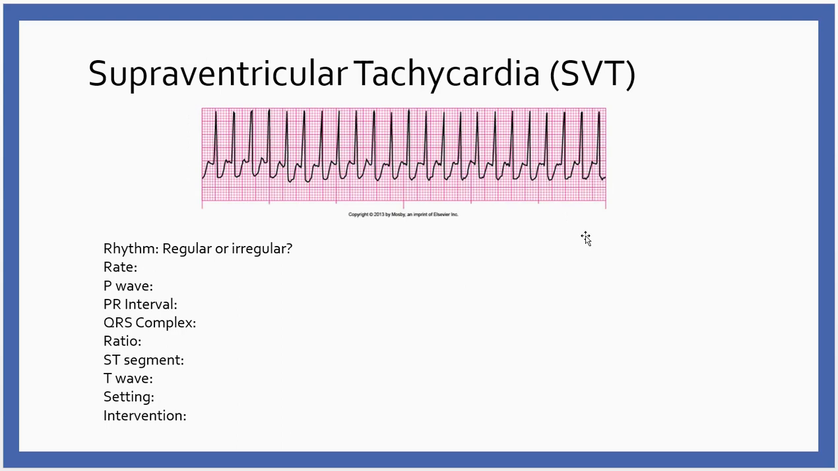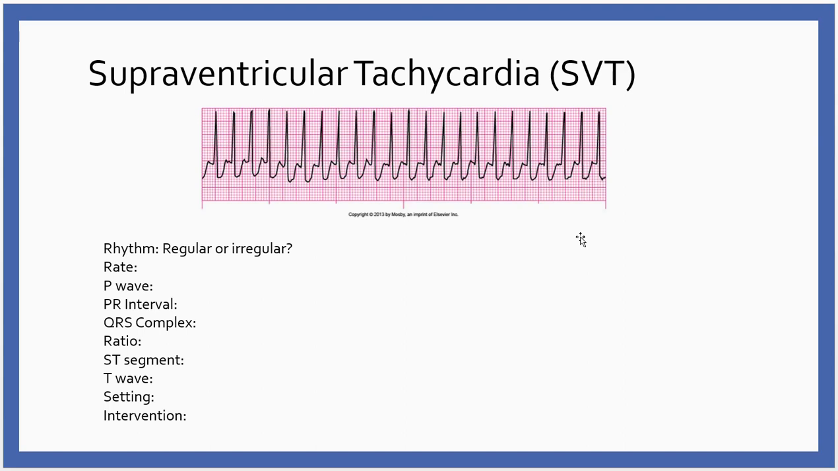All right, the last strip I'm going to do in this part of the packet is SVT, or supraventricular tachycardia. I've been talking about atrial dysrhythmias, and the next portion of the packet is going to go into ventricular dysrhythmias. When you look at this strip, one of the things you notice is that it's really fast. That's tachycardia on steroids.